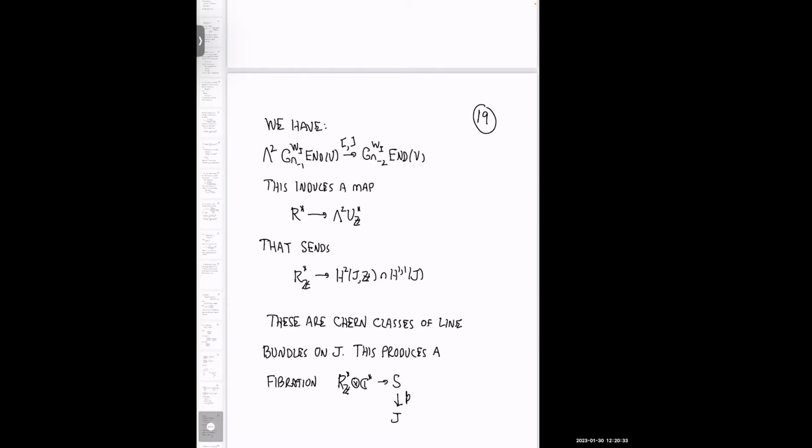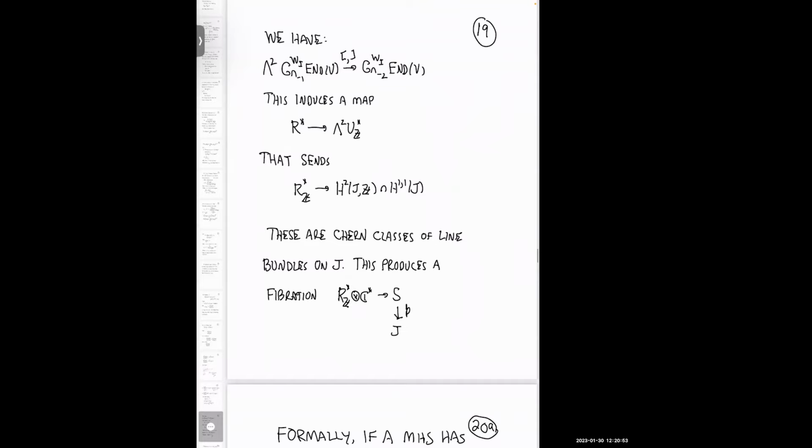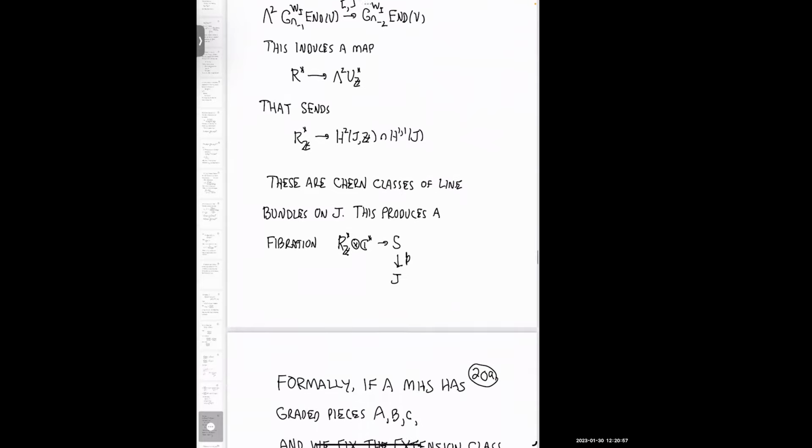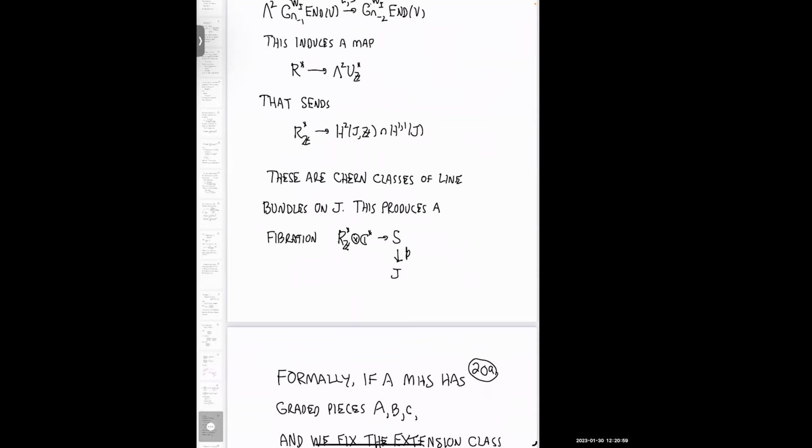And that gives you, when the dust settles, a map from, I think it's RZ star, I'm not sure if I have the star right, to the Hodge classes, the 1-1 Hodge classes on J. And these are the Chern classes of line bundles on J. And that produces a fibration, a space S that maps down to J and has these C star fibers.